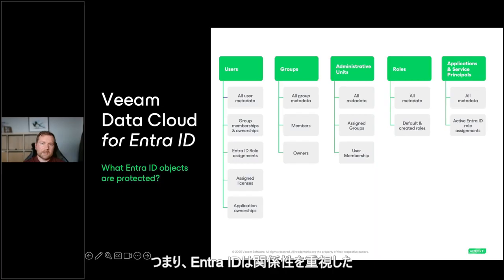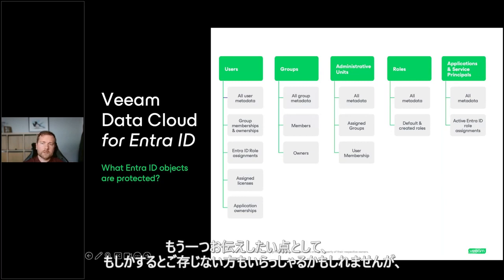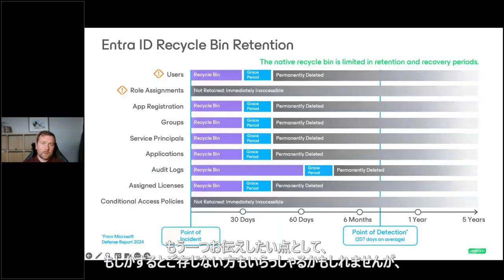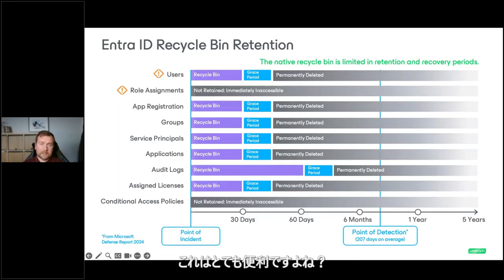Okay, Entra ID is very much a relationship-driven approach to identity. So we protect those relationships so you can restore consistently. If you restore a user, let's restore it into all of the groups it needed access to before, as an example. So one thing I want to call out now is, in case you're not aware, Entra ID has a recycle bin. And that's something that a lot of organizations expect to use.